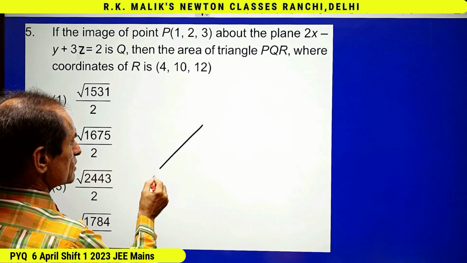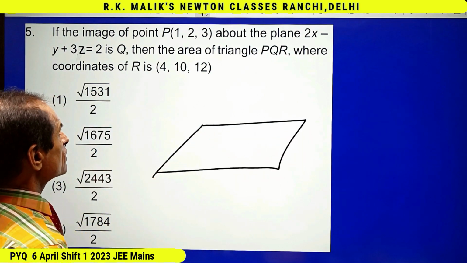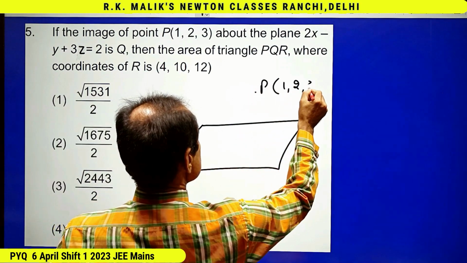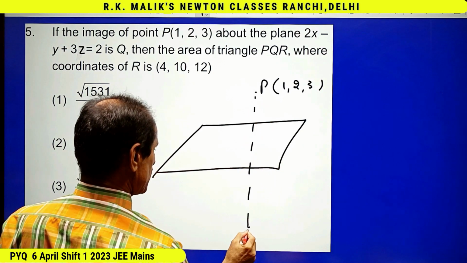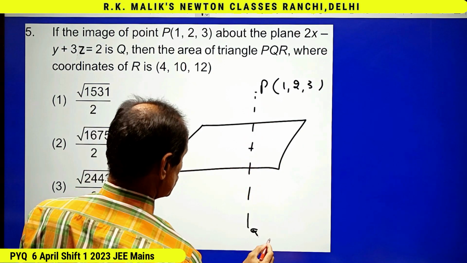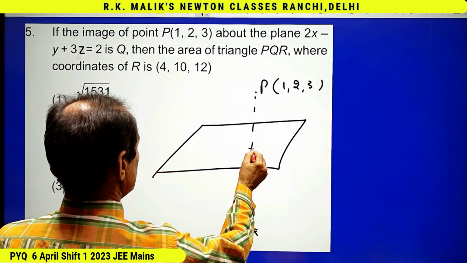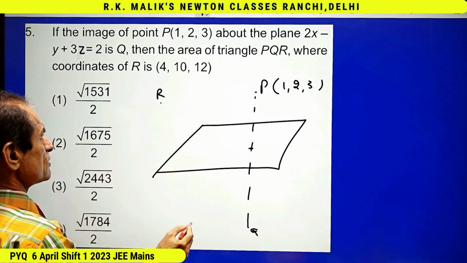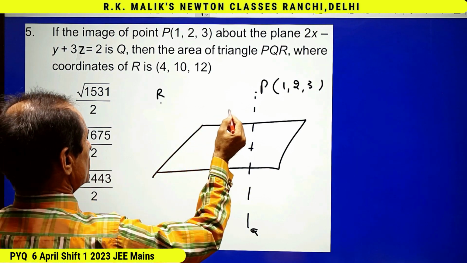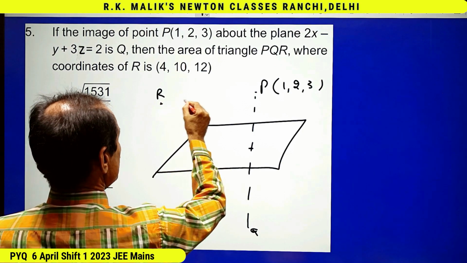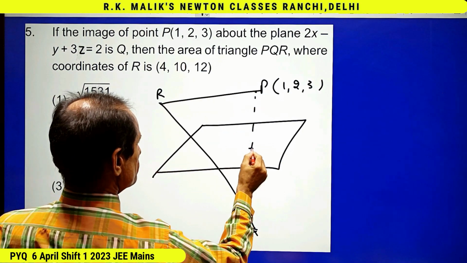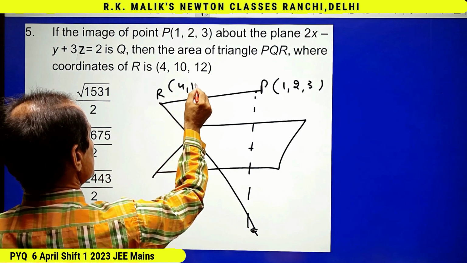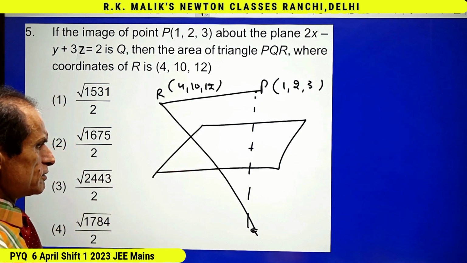That is the meaning of the question: this is a plane and P is the point with coordinates 1, 2, 3, and the image of the point P in this plane is the point Q, and R is a point somewhere in space, and you have to find the area of triangle PQR. The coordinates of R are 4, 10 and 12.